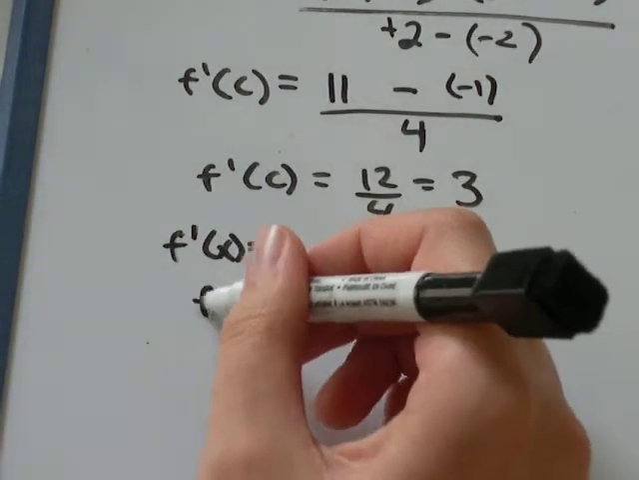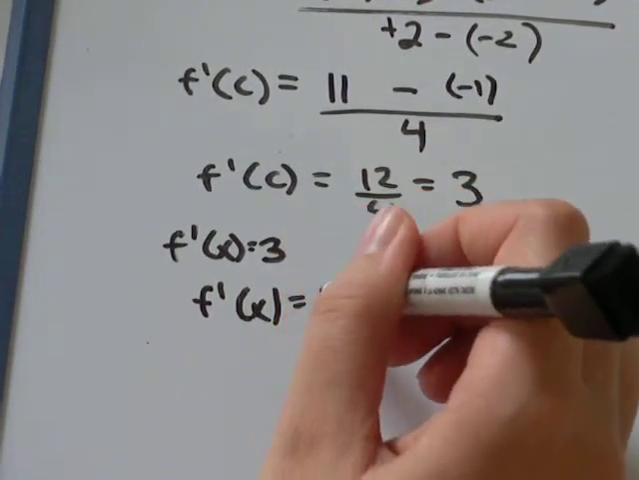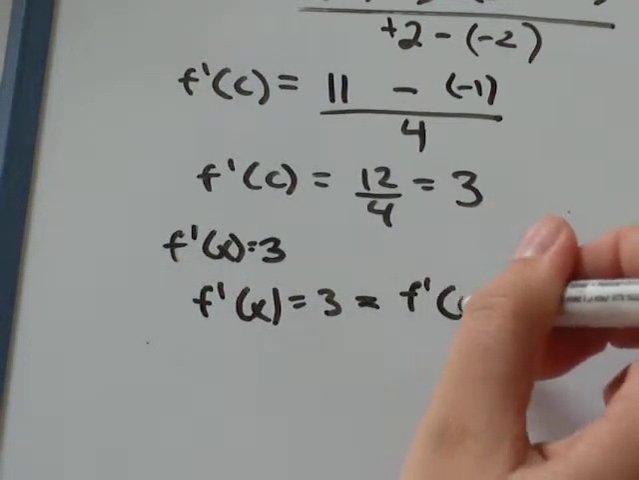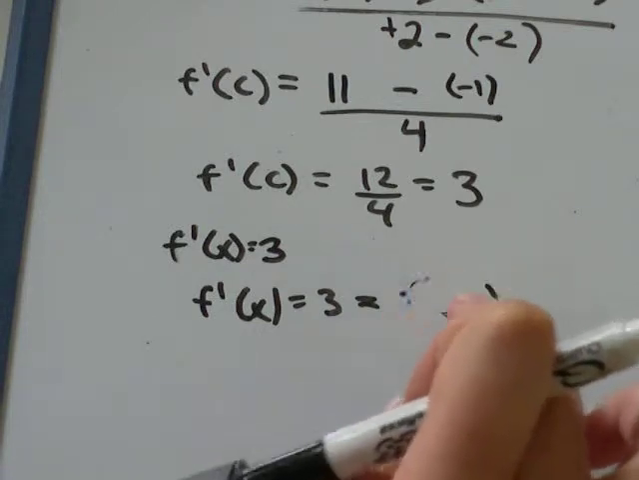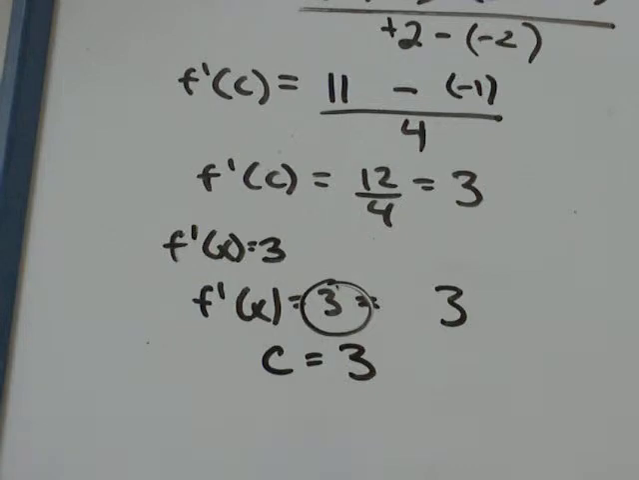So we'll just set f prime of x equals 3. We'll set that equal to f prime of c, and then we'll be able to figure out when f prime of c equals 3, how does that affect f prime of x? And in this case, you don't have to do any simplifying. 3 equals 3, that's perfectly fine. So you would say that the c we found equals 3.